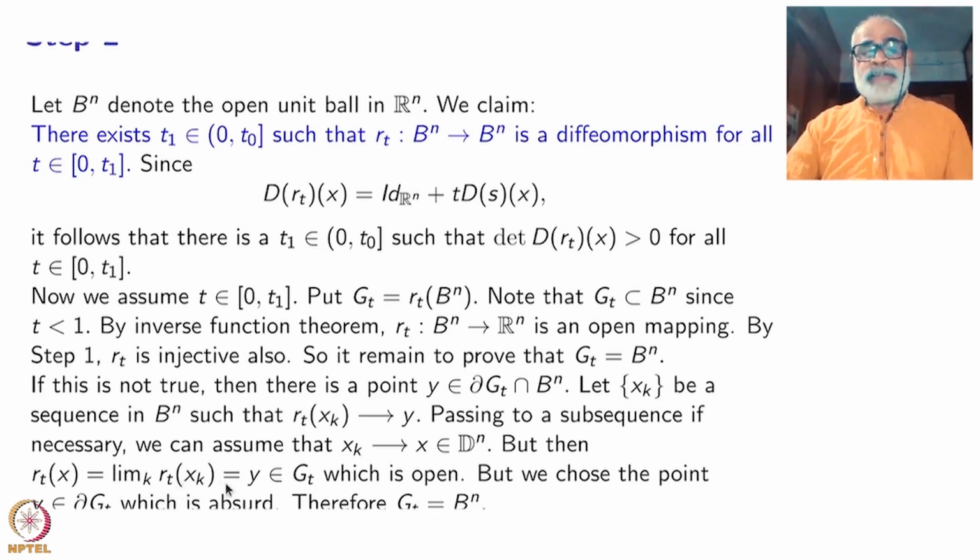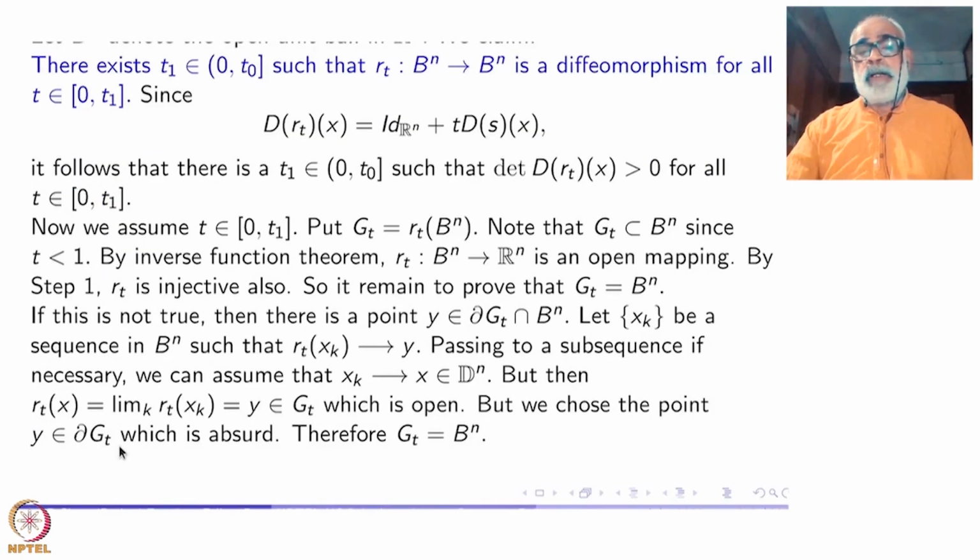But Rt of xk, we have assumed, converges to y. The limit is y. So that is an element of GT because it is Rt of something. Okay, GT is what? GT is the image of Rt, so which is an open set. But we chose a point y inside the boundary. That is absurd. Therefore, GT is equal to Bn.